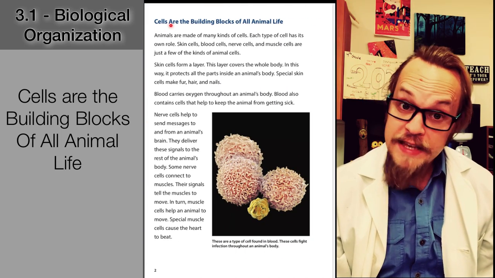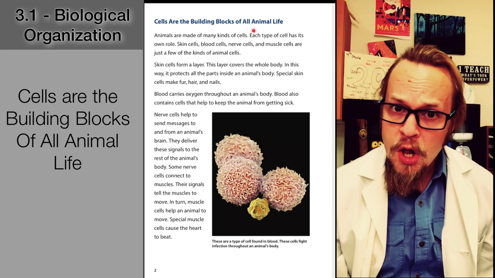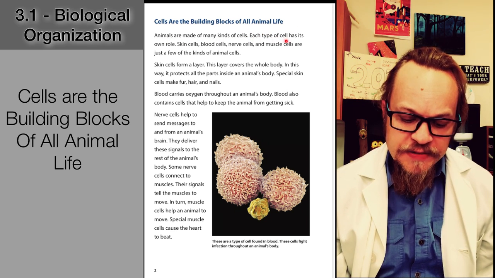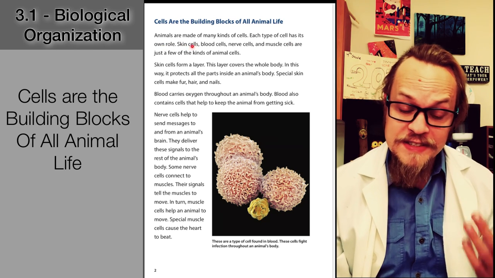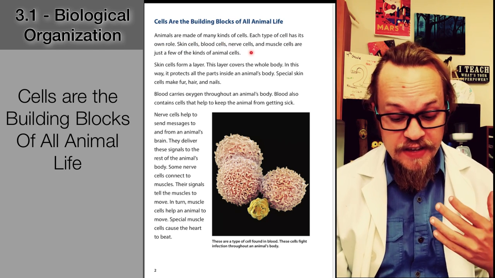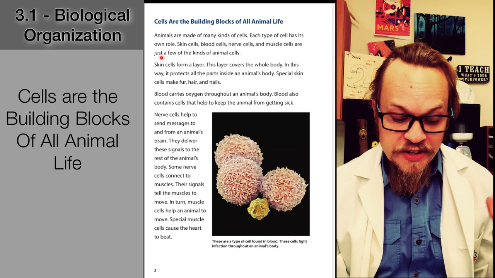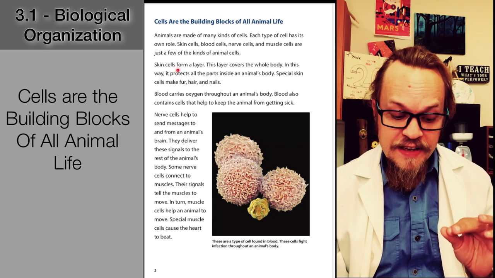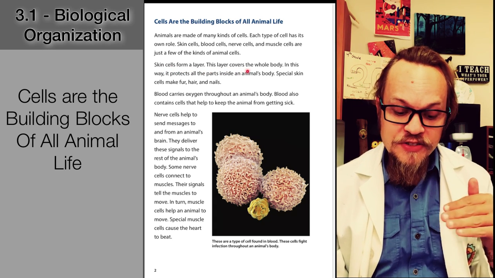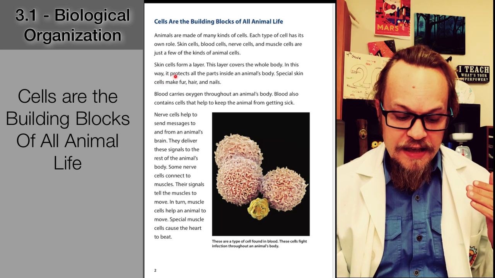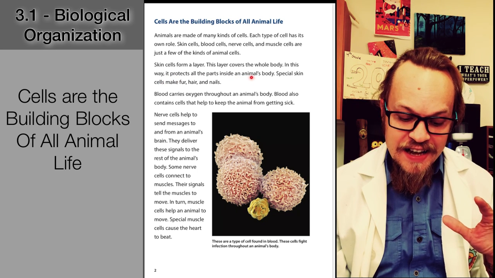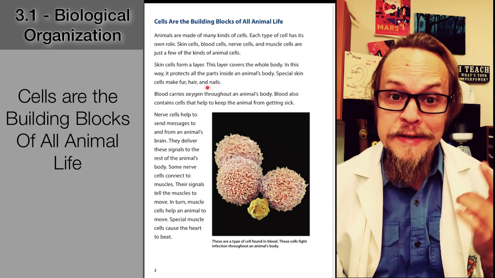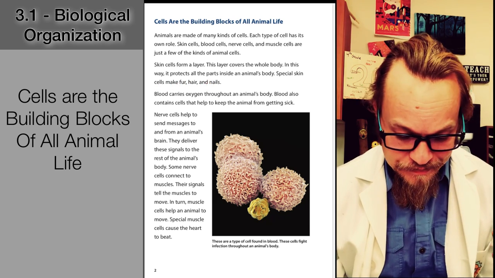All right, cells are the building blocks of all animal life. Animals are made of many kinds of cells. Each type of cell has its own role. We have skin cells, blood cells, nerve cells, muscle cells. All are just a few of the kinds of animal cells. Skin cells form a layer. This layer covers the whole body in this way. It protects all the parts inside an animal's body. Special skin cells make fur, hair, nails, and facial hair.